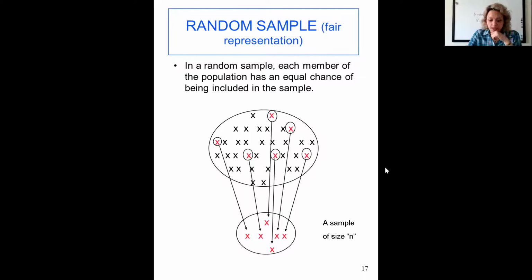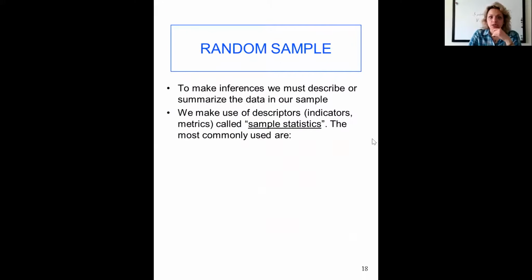A sample, we would say, should be unbiased data gathered from the population. You can see here that we have a sample of size n, for example. So we're going to get something from the population. It should be a fair representation of the population. A random sample is used to make inferences.